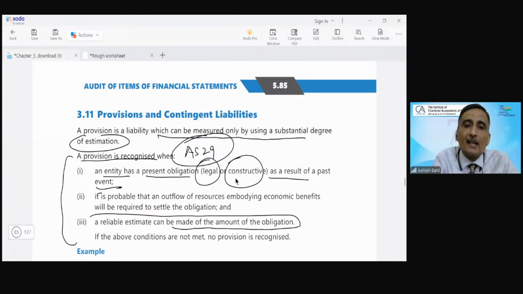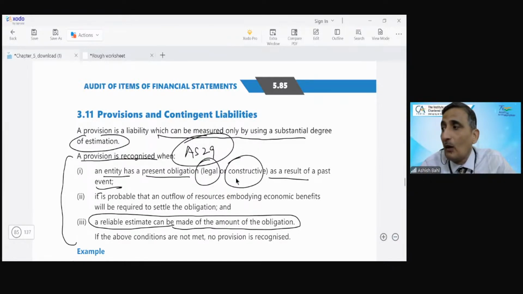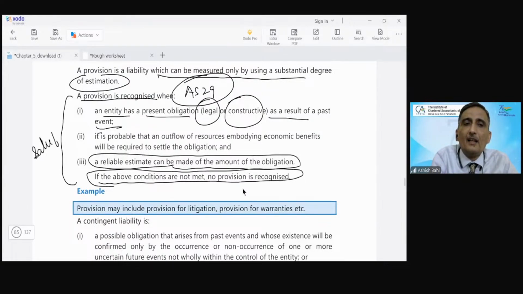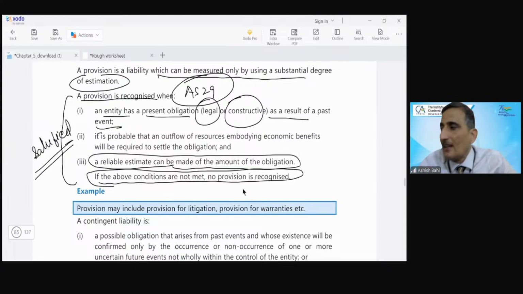Now, this is also a necessary condition that it is possible to make a reliable estimate, because if we are not in a position to make a reliable estimate, then how is the amount of provision going to be recorded? Now, this is one of the essential conditions to be met. In absence of it, the provision cannot be recorded, it can't be measured. Okay. So if the above conditions are not met, no provision is recognized. So these conditions have to be satisfied to recognize a present obligation arising out of past events as a provision.